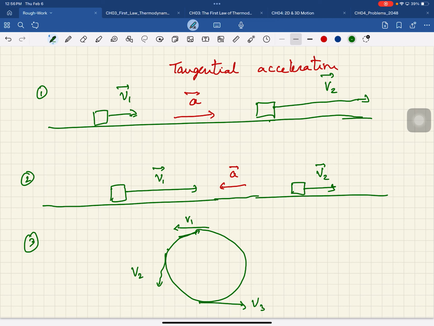Here the magnitude is not changing, only the direction is changing, and the acceleration in this case will point towards the center of the circle, and this is called centripetal acceleration.